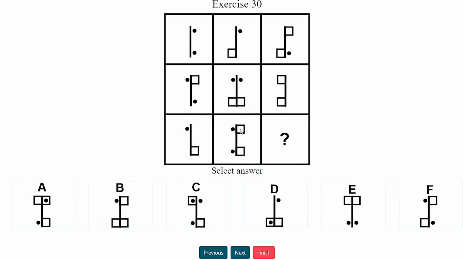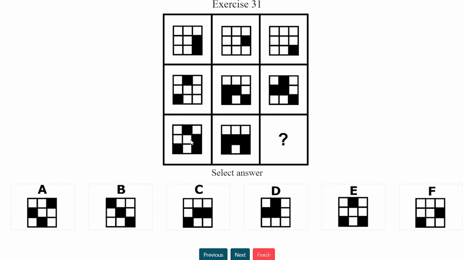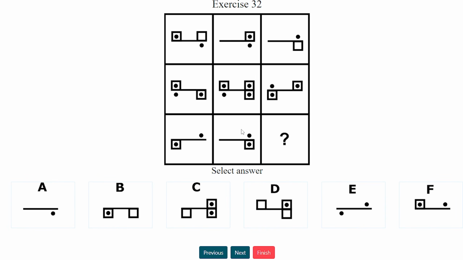So what is that going to be? This could be square in the top left and the top right, and there's going to be a dot on the bottom. So it's E. So what is not in common? What is common and what's not common? Okay, what is that then? Okay, it's D.